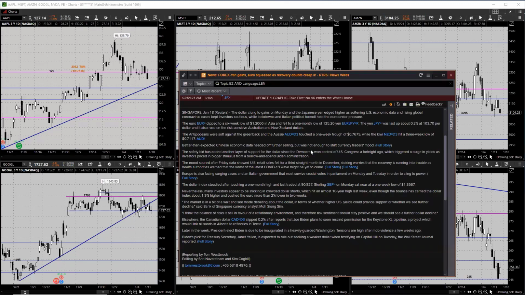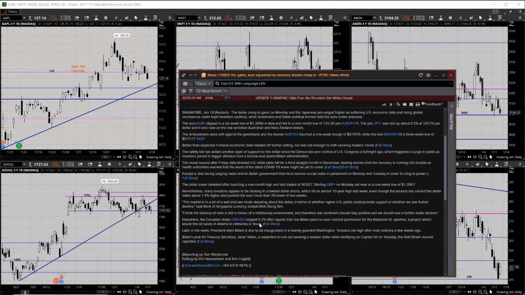The market is in a bit of a wait-and-see mode, debating the dollar in terms of whether higher U.S. yields could provide support and whether we see a further decline, said Bank of Singapore analyst Moh Siong Sim. I think the balance of risk is still in favor of an inflationary environment, and therefore risk sentiment should stay positive, and we should see a further dollar decline.